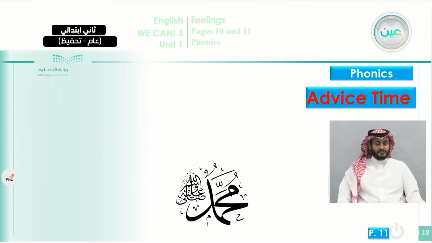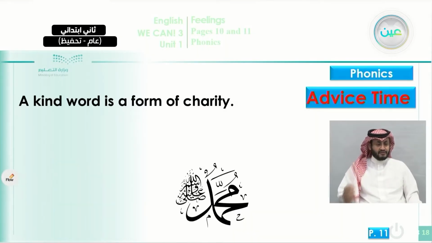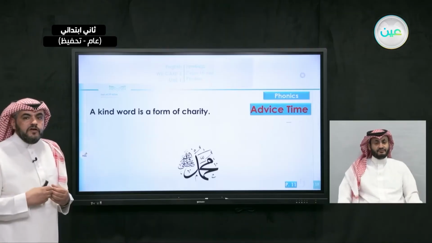Okay, there is a piece of advice. You can find it on page 11. It is a very important one. It is one of the sayings of Prophet Muhammad, peace be upon him. He said, a kind word is a form of charity. What does this mean? A kind word is a form of charity.